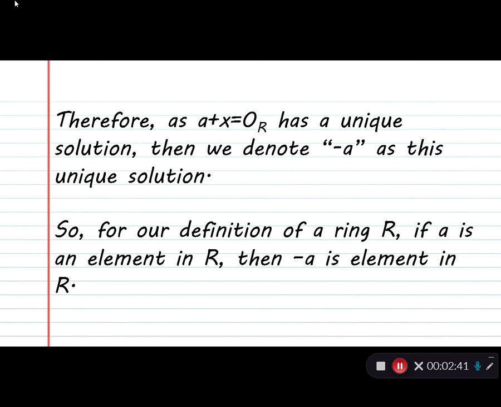Therefore, as A plus x equals 0 in R has a unique solution, we will denote this unique solution negative A. So we're not going to talk about in the future the equation A plus x equals 0 in R has a solution, part of our definition of a ring. We're going to look at it as a negative A. For any A, there's a negative A. So for our definition of a ring R, if A is an element in R, then negative A is an element in R. And we're going to use this idea of a negative element and also introduce the concept of subtraction in ring structure.